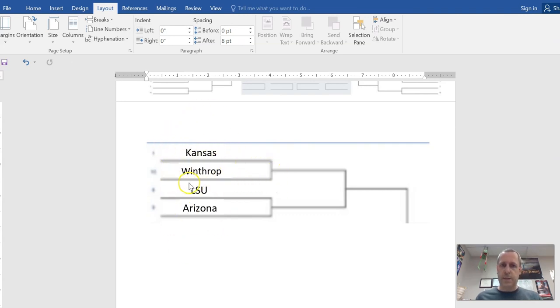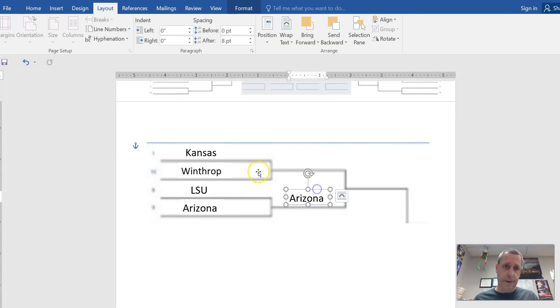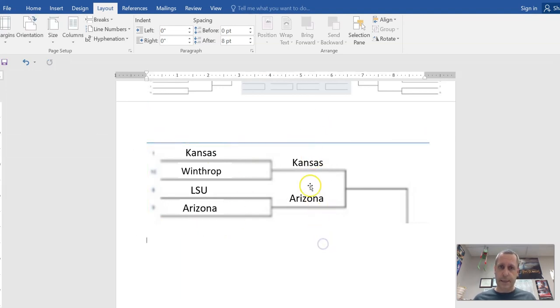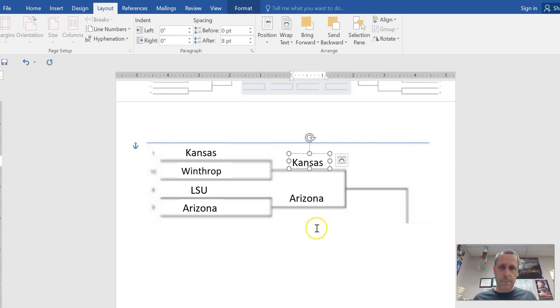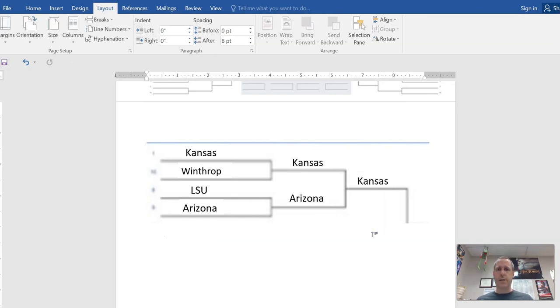That's how brackets work. Once I decide which one wins, I can then move it on. So if I think Arizona is going to win, I can move them on to the next part of the bracket, and if I think that Kansas will win, then I can move them on to the next part of the bracket, and at that point, Kansas and Arizona would be considered equal until one of them had won the game, and then they would move on to the next part of the bracket. So that's how brackets work.